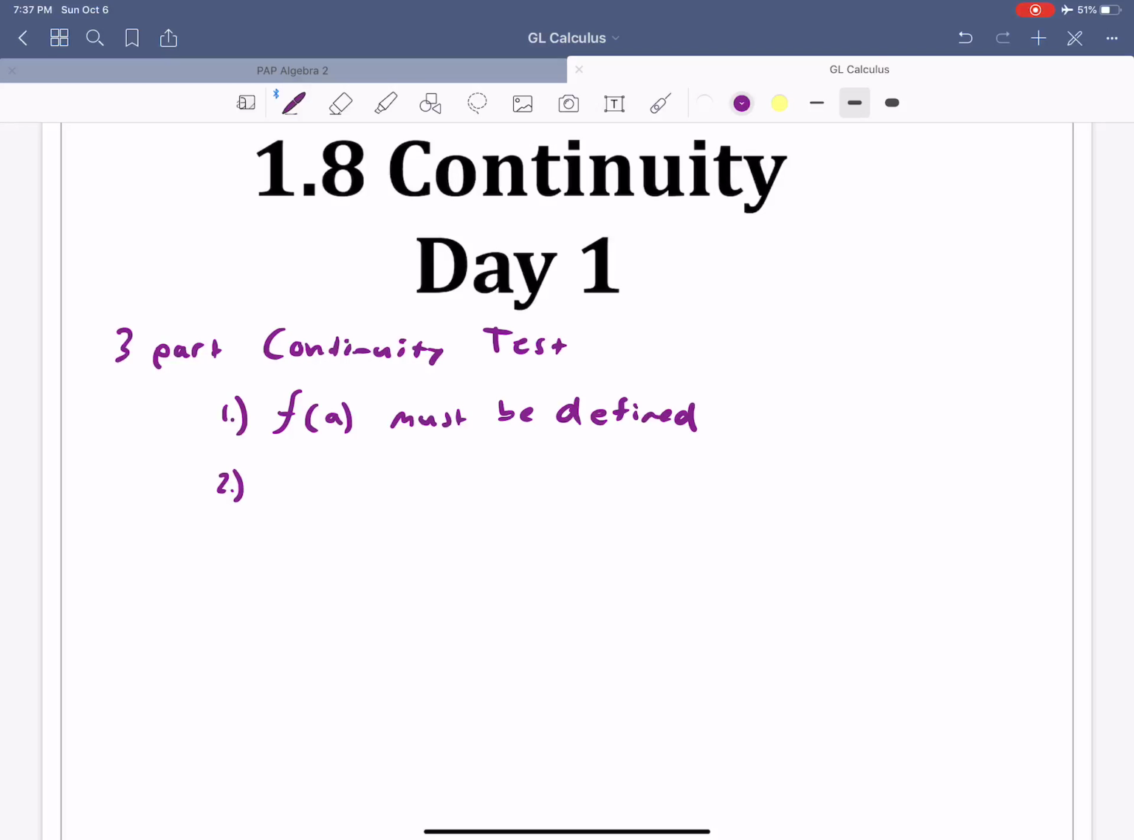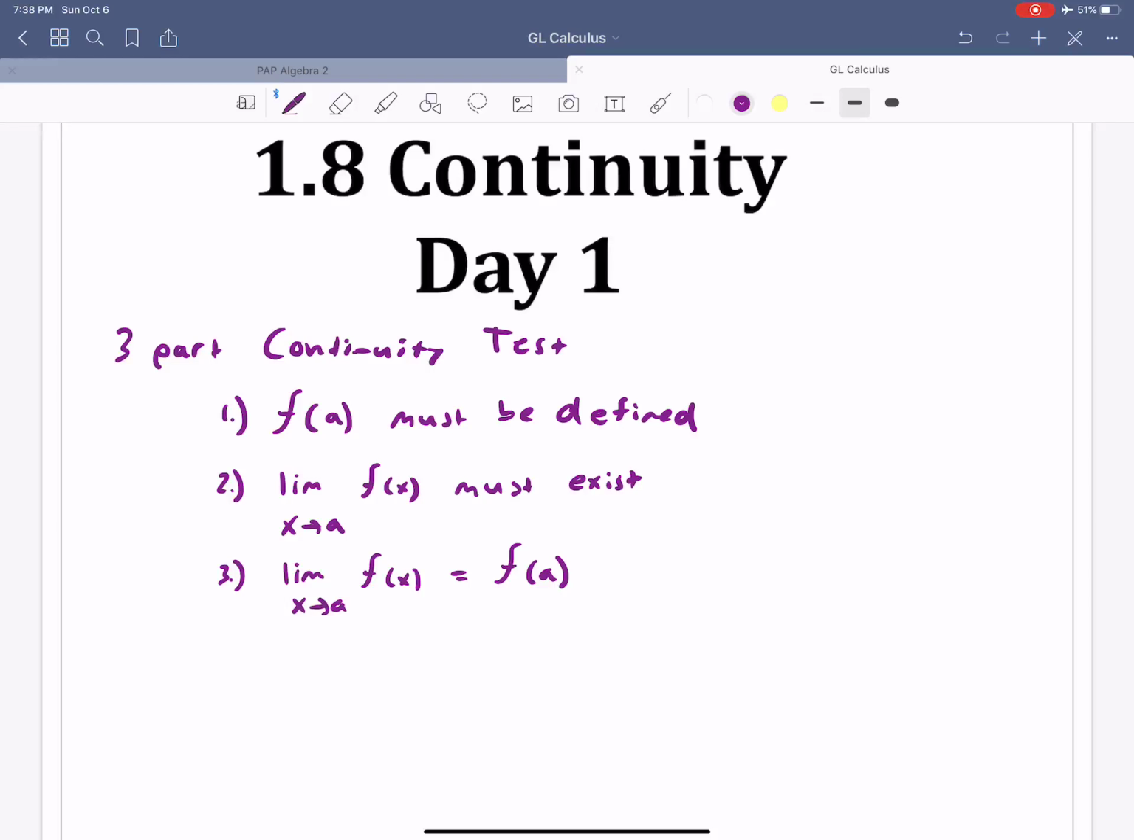The second thing that you're looking for is you want the limit as x approaches that same a value of this function to exist. Basically, whatever a value you select for part one, f of a must be defined, and then the limit as you approach that number must also exist. And then the third part is the limit as x approaches a of f of x must be the same thing as the value you got for f of a.